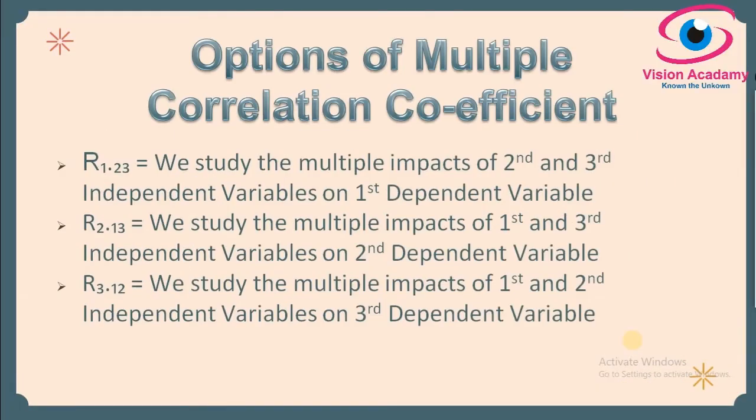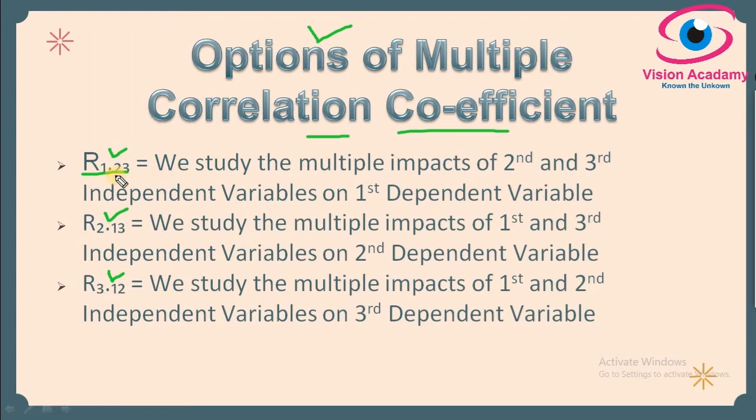In multiple correlation, we have to find multiple correlation coefficients. So we have three options for the multiple correlation coefficient: one is R1.23, second is R2.13, third is R3.12. Finally, you need to obtain the results of these three multiple correlation coefficients. So these are the three available options. Let us understand what R1.23 is.